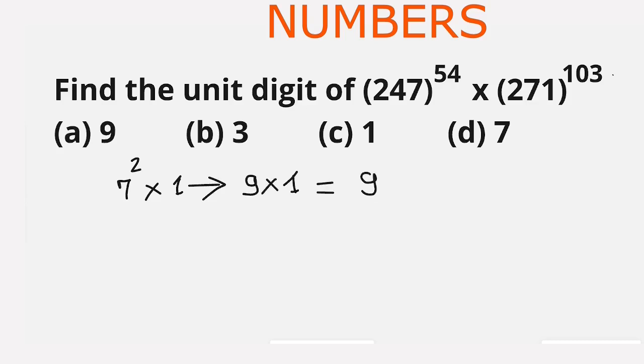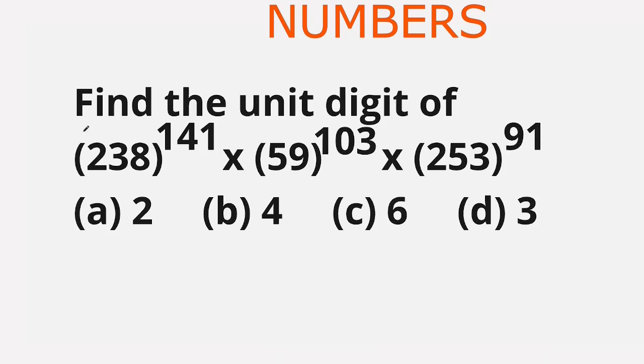So the unit digit in the expansion of 247 to the power 54 multiplied by 271 to the power 103 will be 9. And from the given options, our answer is option A, 9. I hope you have understood the method of solving such type of question. We go to the next question.